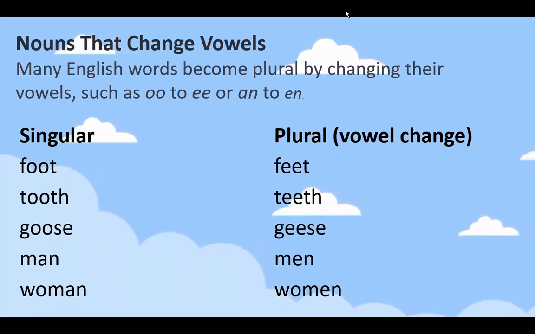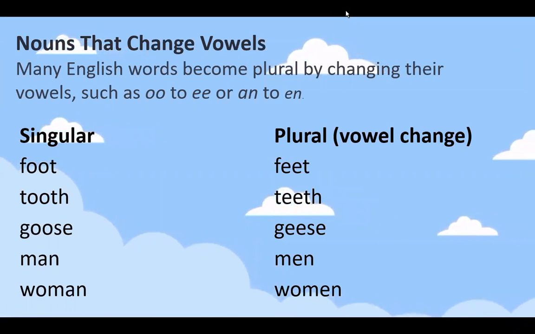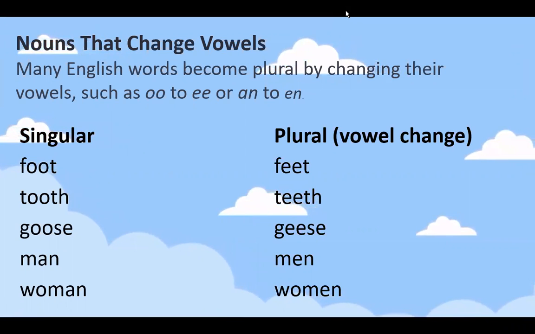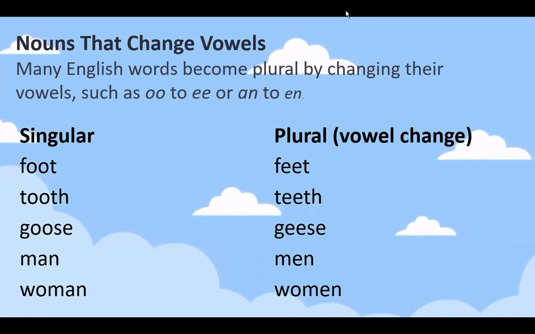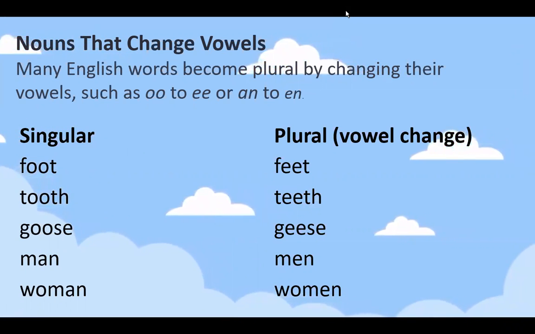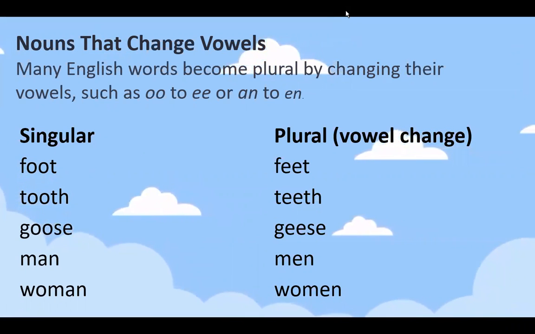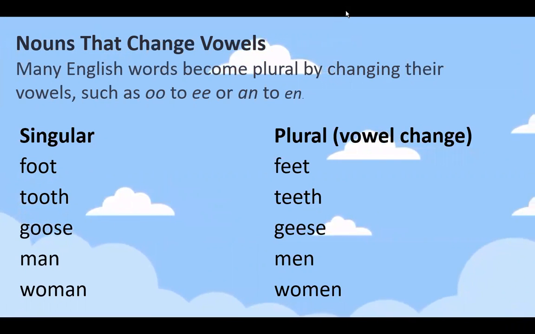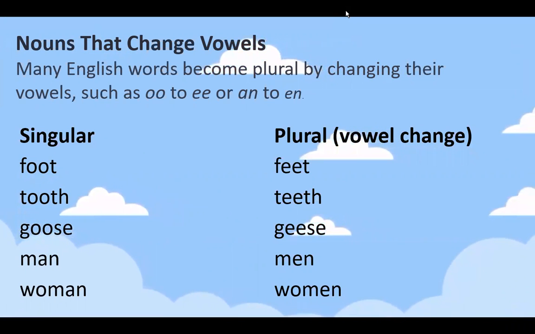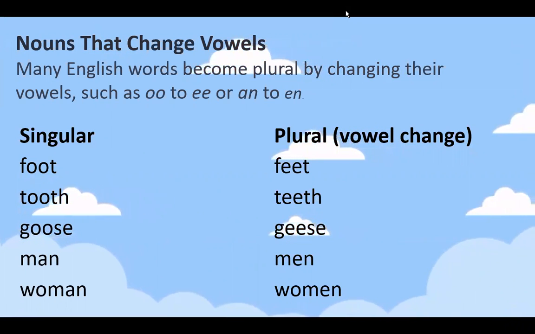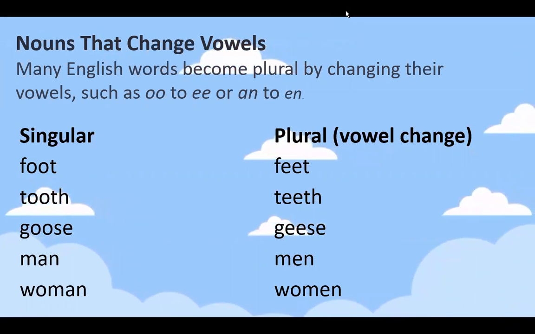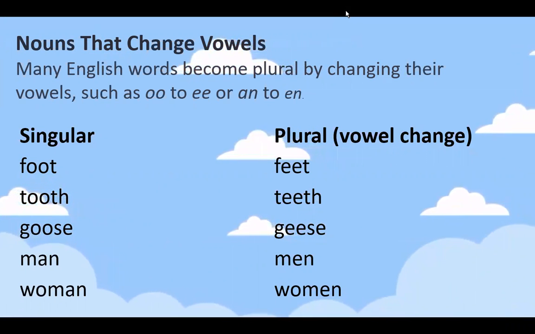Nouns that change the vowels. Many English words become plural by changing their vowels, such as oo and a to ee and e. Or what I mean is such as o and a to e and e. Like for example, we have foot, which is singular, and the plural form will become feet.